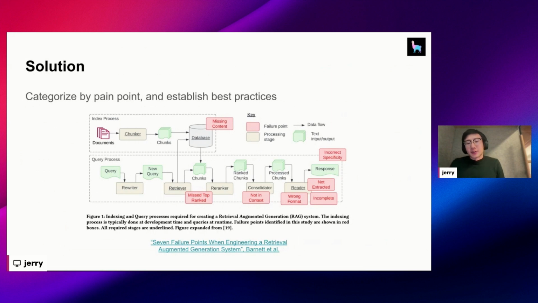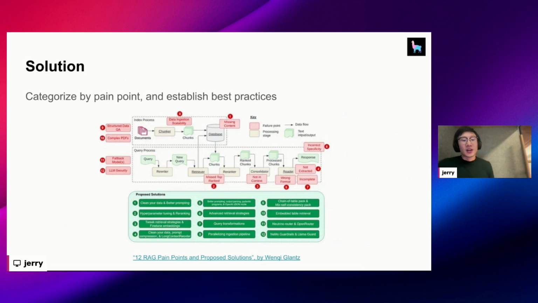A paper that came out pretty recently called Seven Failure Points When Engineering a Retrieval Augmented Generation System takes an initial stab at it. And they have a cool diagram here, which outlines the indexing process where you go from documents to chunker to database. And then here's the query process as you go from query to rewriting, retrieval, re-ranking, and synthesis. Throughout the stages of this RAG pipeline, you can identify pain points at these different stages and try to propose different solutions for each of these.